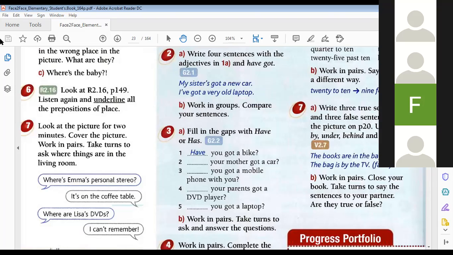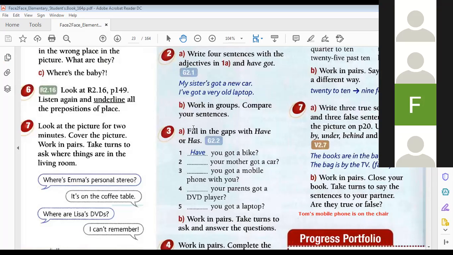Okay. Let's arrange the sentence a little. So if you want to use Tom, don't start with the owner of the thing. So you can say Tom's mobile phone is on the chair. Okay.